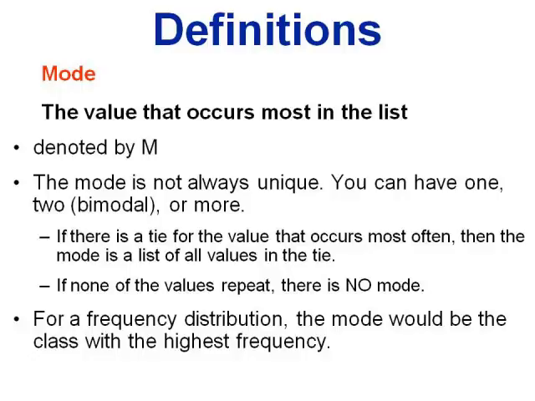If there's a tie and you have 2 that repeat the same number of times and they tie for the most, they're both the mode. So that would be a bimodal. If none of the values repeat, then there might be no mode at all.